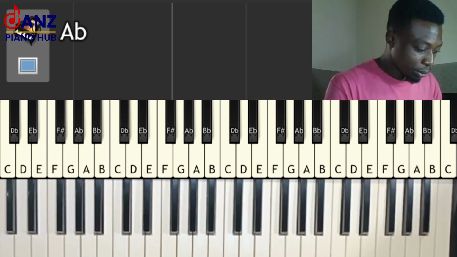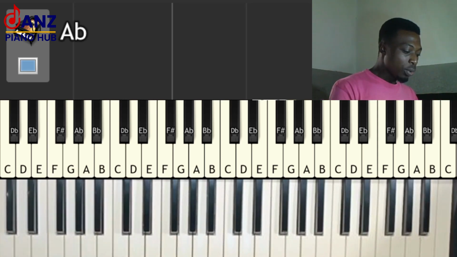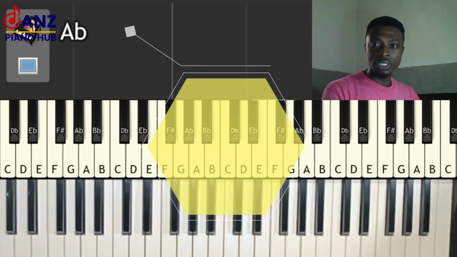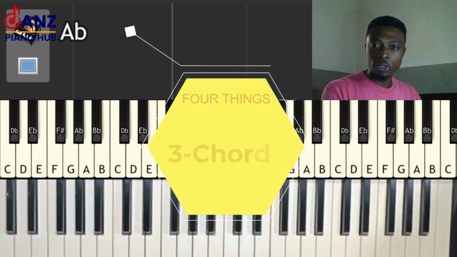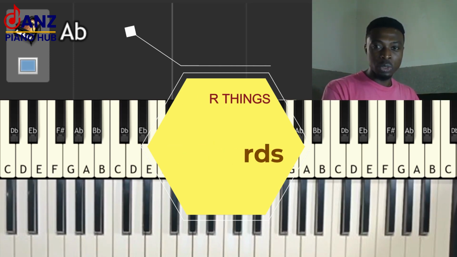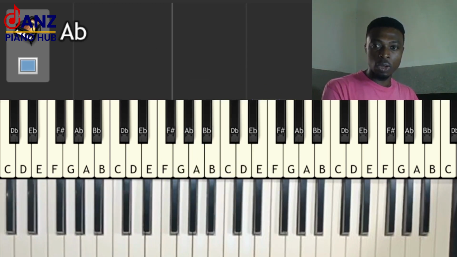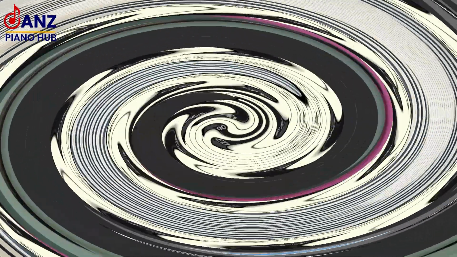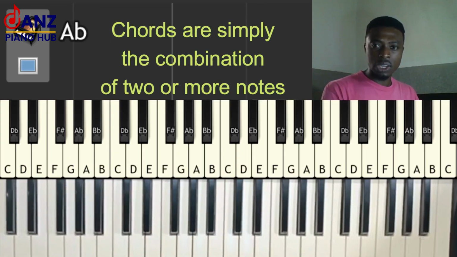So let's continue. Now this brings us to the concept of chords. We've talked about notes, we've talked about scale. Now we will talk about chords and then chord progression. Chords and chord progression are kind of the same thing, and then we'll call this class a day and continue another time. Chords. What are chords?